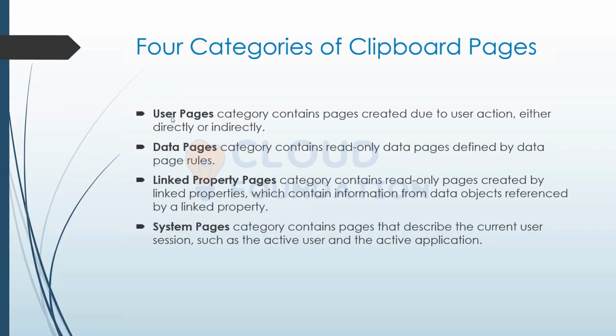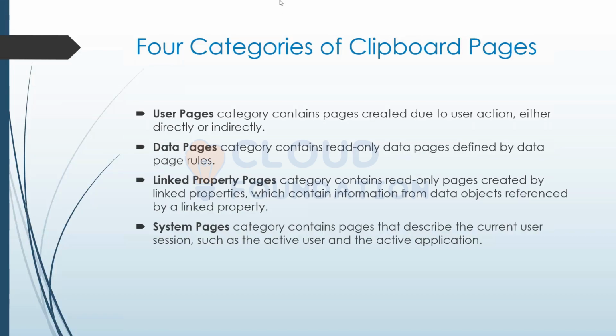User pages has data related to all the user interactions of that particular case. When I fill in the details, suppose there is an application and I fill in the details for a transaction. All of that data will be part of the user pages category. Everything related to user interactions will be available under the user pages.